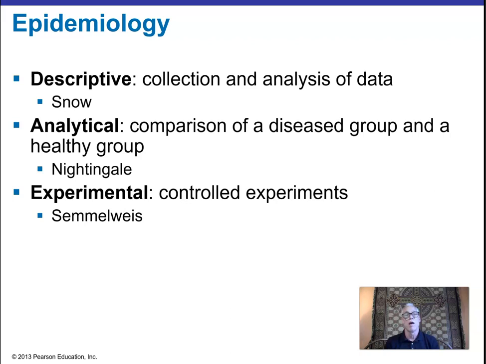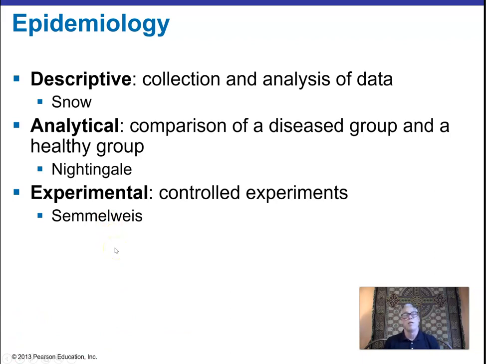So that's what Florence Nightingale was doing. She was comparing the incidence of disease among normal people with a disease group and seeing whether she could bring the disease group incidence of disease closer to the normal.